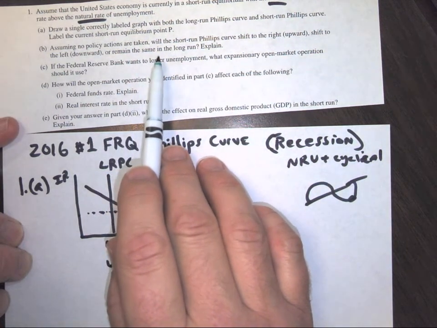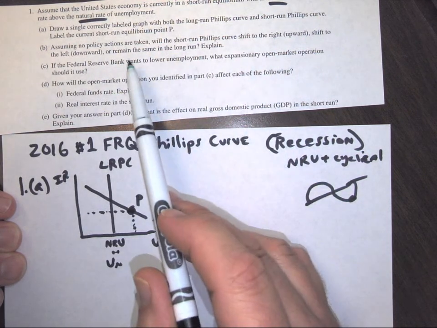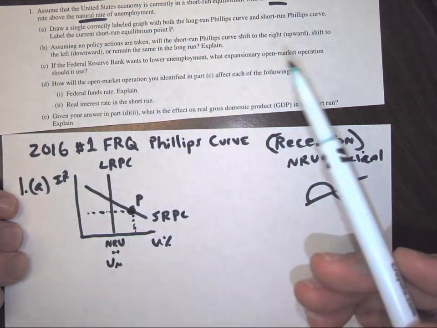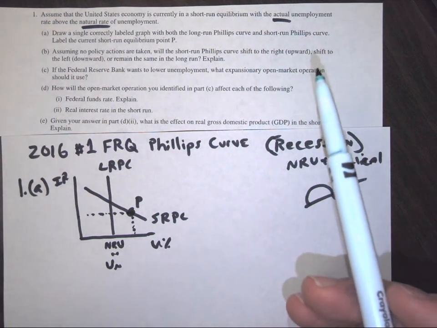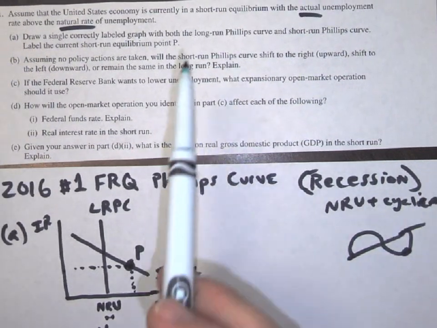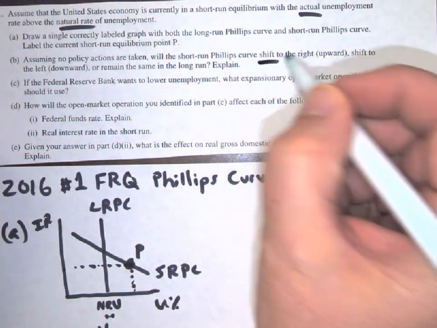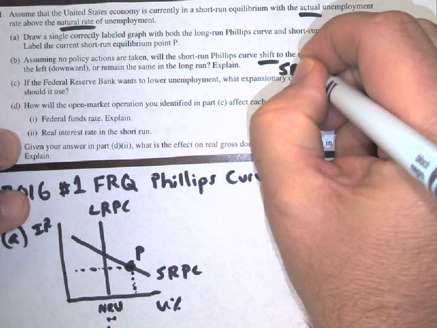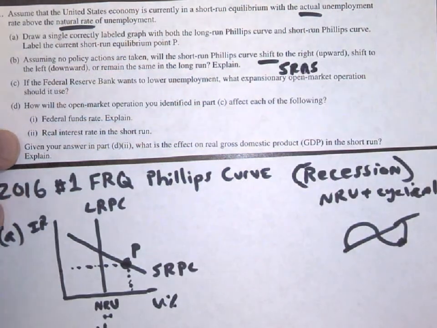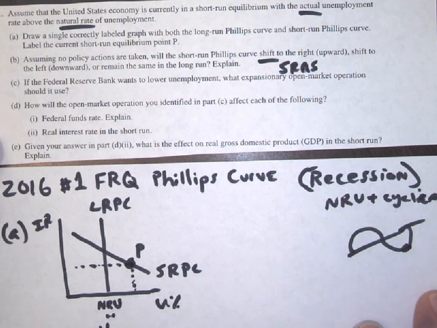Okay, now, assuming no policy actions are taken, will the short-run Phillips curve shift to the right, shift to the left, or remain the same in the long run? Explain. Okay, now, let me focus in a little bit on the question so you can see it a little bit better. They actually told you, will the Phillips curve shift? So remember, if it shifts, that is SRAS. Okay? If it is a movement, it would be an aggregate demand thing. So what they're asking is, what's going to happen in the long run?